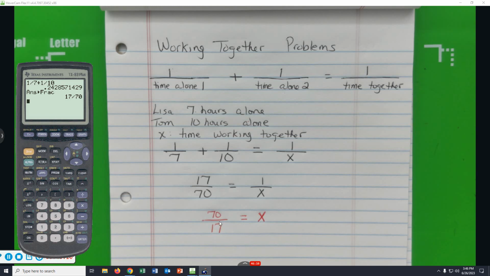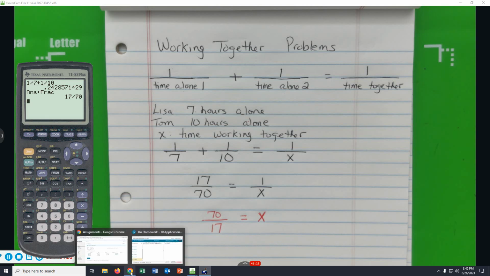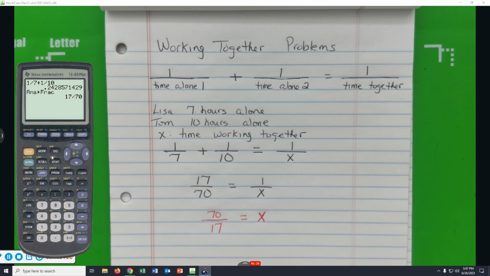So it takes Lisa and Tom working together 70 over 17 hours. I don't know how we're told to punch this in, but it seems like punch that into 70 divided by 17. What's the decimal number? No, 70 divided by 17. That's what you said. I typed the wrong thing. So working together, it takes just a little over 4 hours.